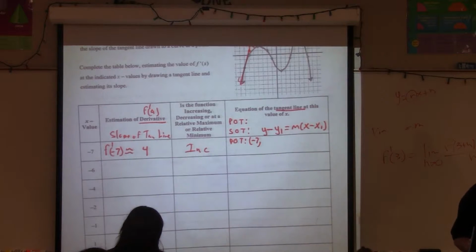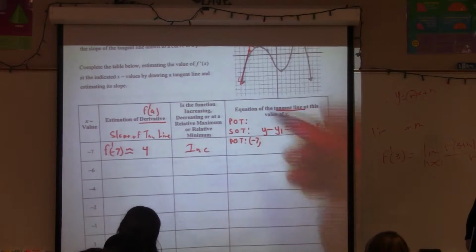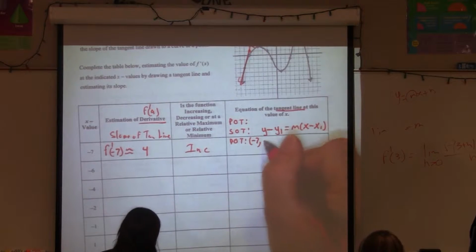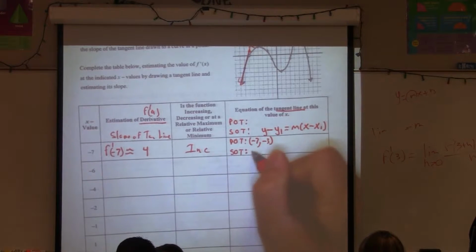How would I figure that out? Plug it in, but there's no equation. Look at the graph, right? So where are we at? -3? Beautiful. And what's the slope that we came up with as an approximation?